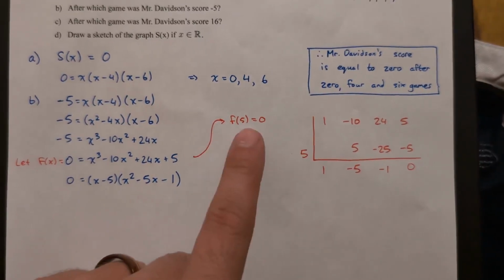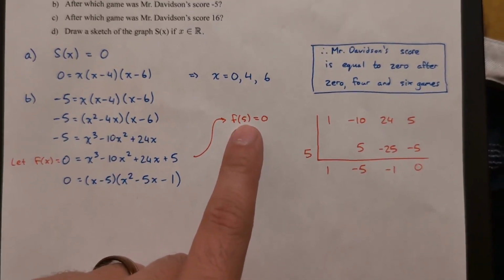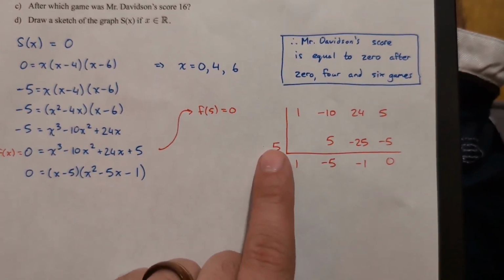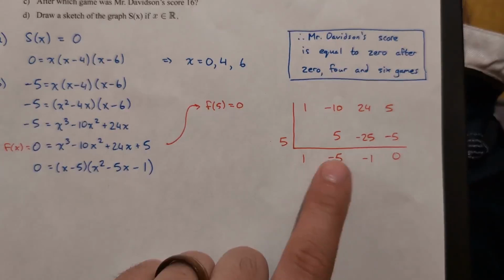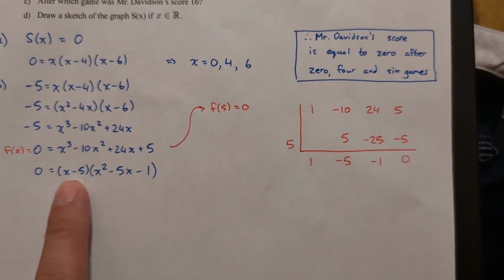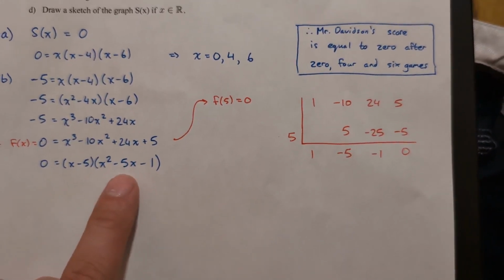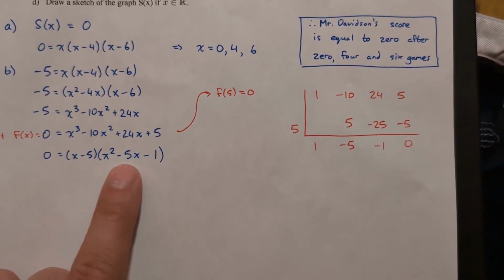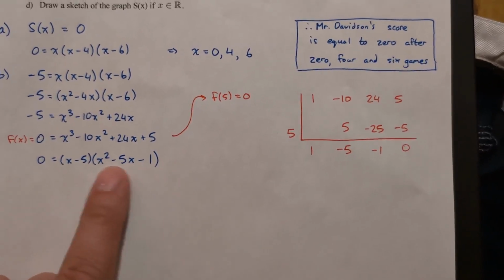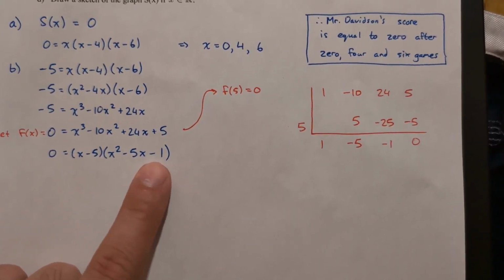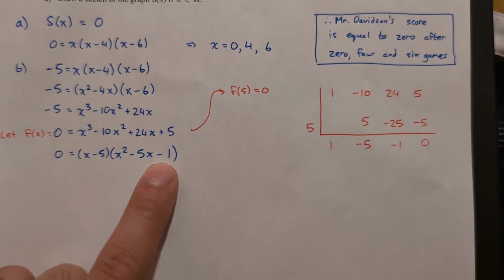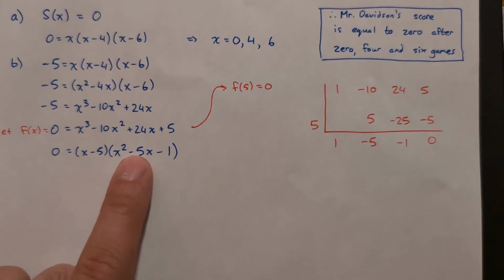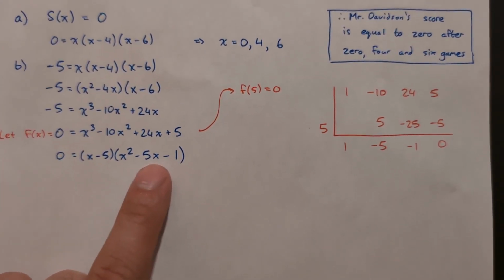1 and -1 don't work. When we sub in 5 as a 0, that works. So I did synthetic division with 5 as our 0 and got left with x minus 5 and x squared minus 5x minus 1. Now x squared minus 5x minus 1, that's not going to factor at all. There's nothing that's going to give us -1. Sorry, no factors are going to multiply to give us -1 and add up to -5. So this isn't something that could be factored.